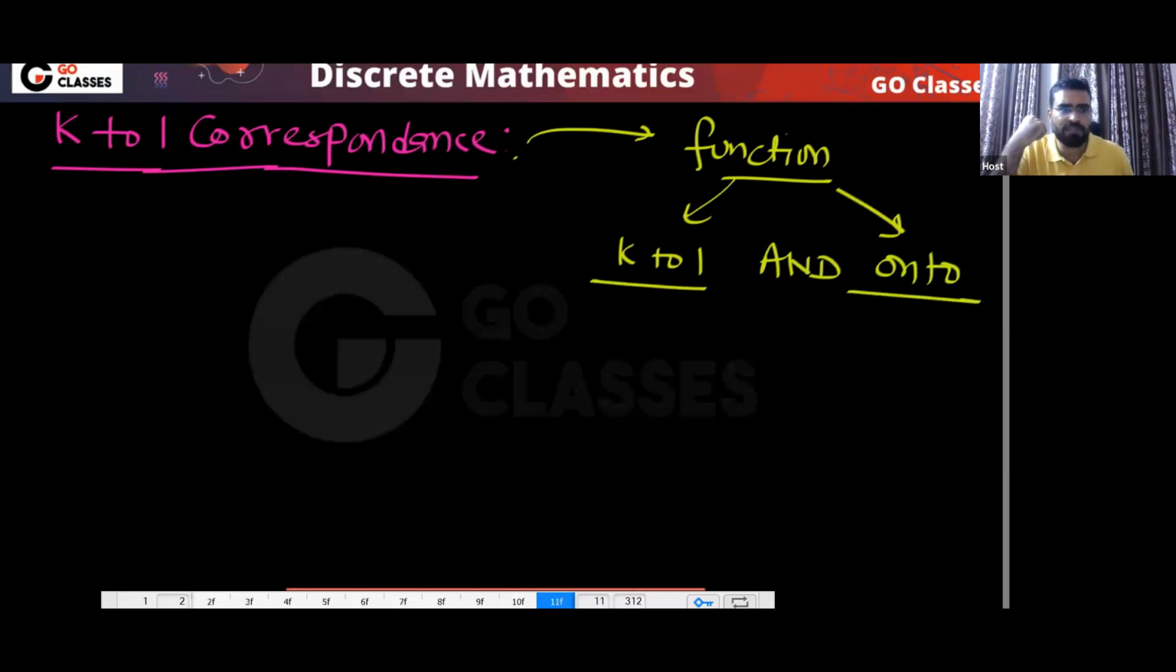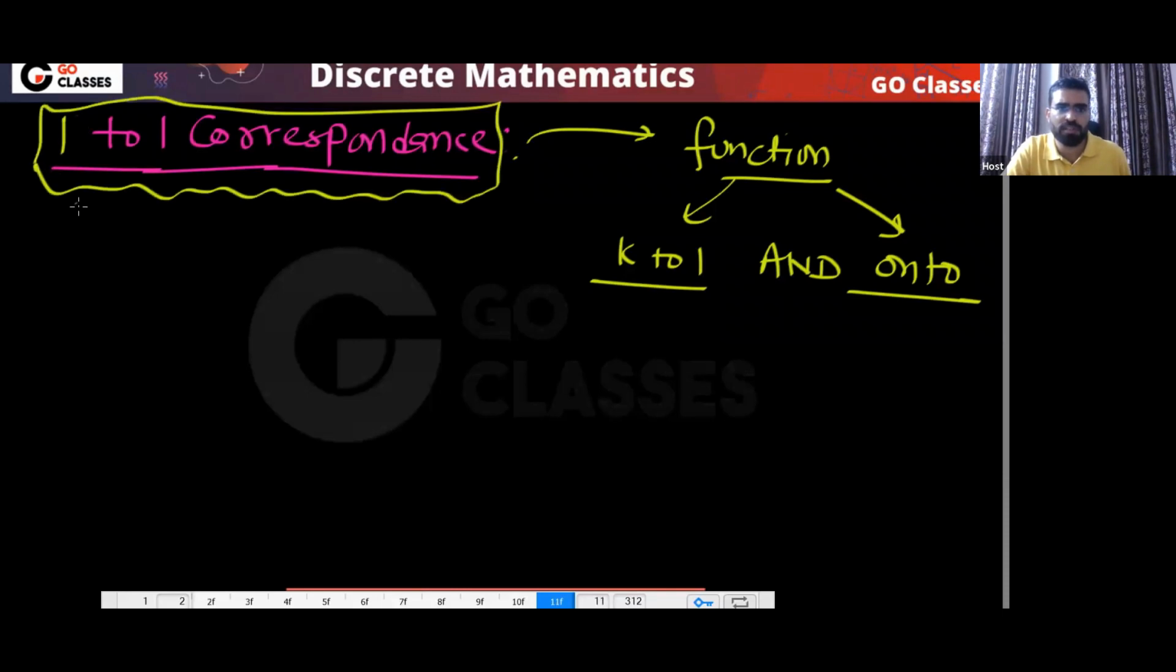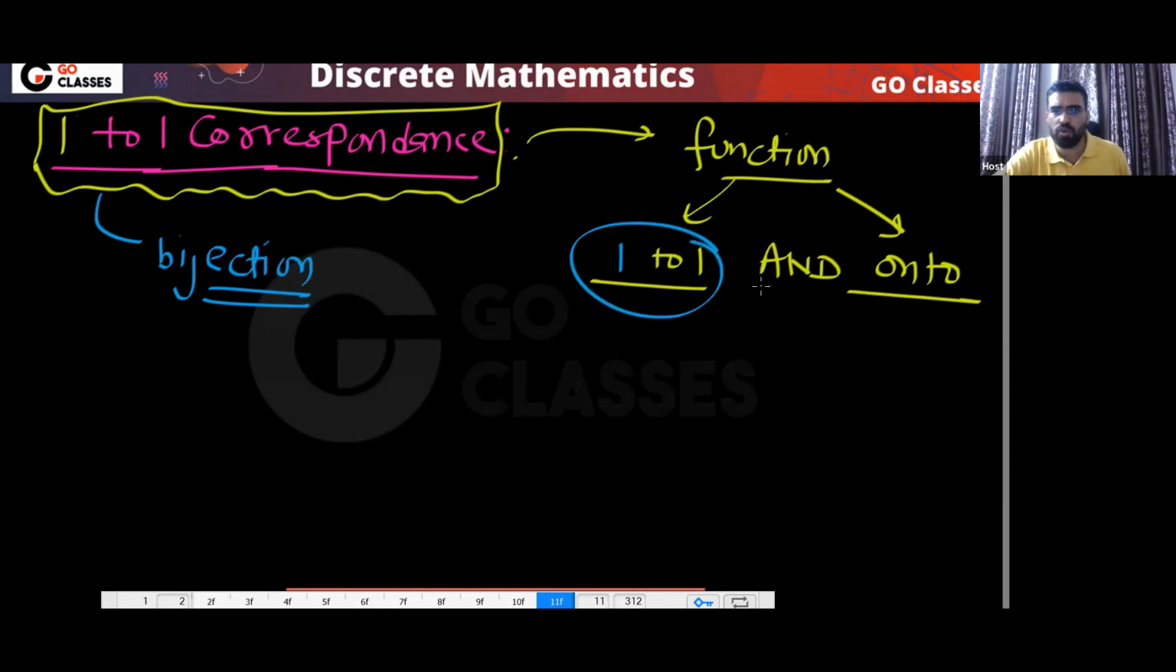Do you remember the definition of 1 to 1 correspondence? What do we call it? This is called bijection. Basically, bijection is a 1 to 1 function and onto. Agree? So 1 to 1 correspondence is your bijection, that means a function which is 1 to 1 and onto.